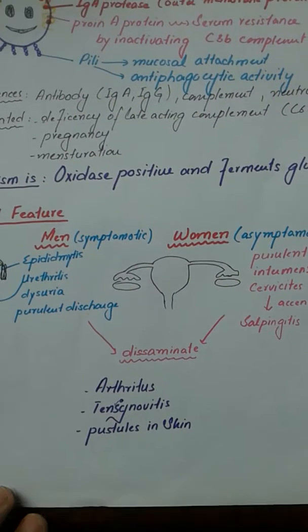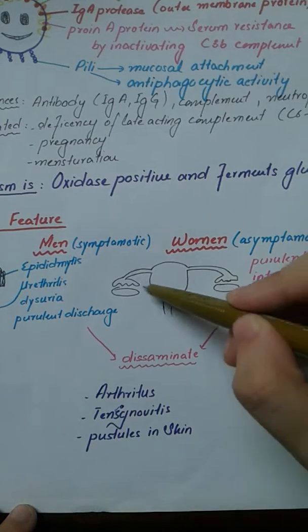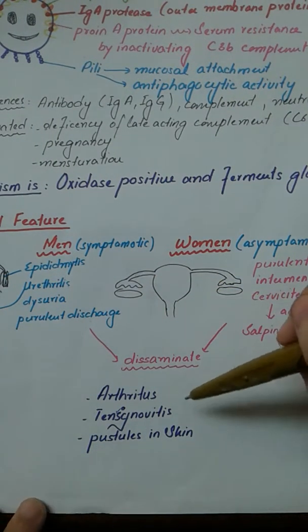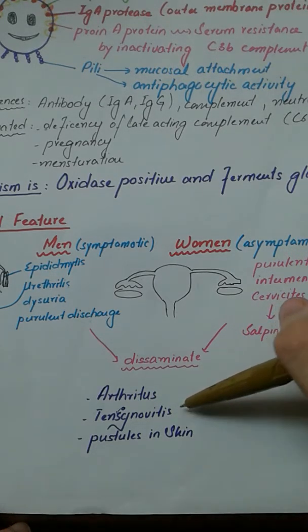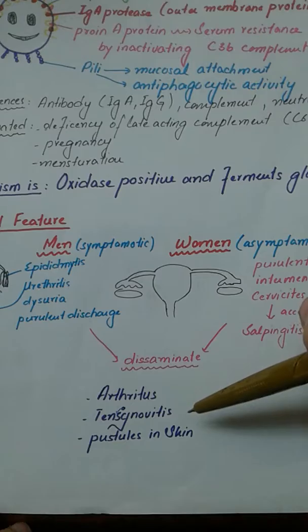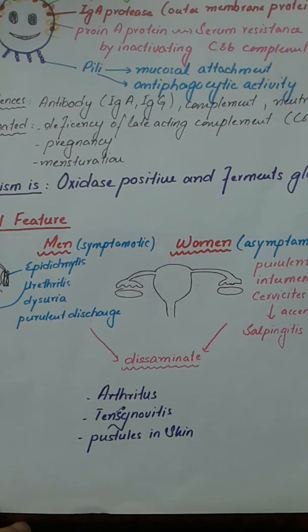Now, what happens if this organism is disseminated into the blood? If it is disseminated into the blood from this respective area, it can go to the joints and cause arthritis, and even to the synovium, causing tenosynovitis, and it can even affect the skin, causing pustules in the skin.